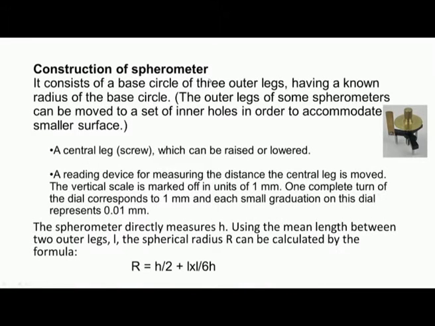Now, the construction of spherometer is like this. This photograph shows that this is the central screw and 3 legs are there. The screw end is conical. Similarly, all the 3 legs have conical ends. This is the dial on which the markings are there, and then there is a vertical scale to indicate how many rotations this screw has rotated.